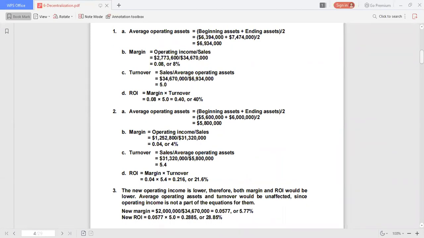And the new ROI, or the return on investment, is taken by multiplying 5.77%, that's your margin, by the turnover of 5, as in 1C. So you now get the new ROI equal to 28.85% instead of 40% in requirement number 1.